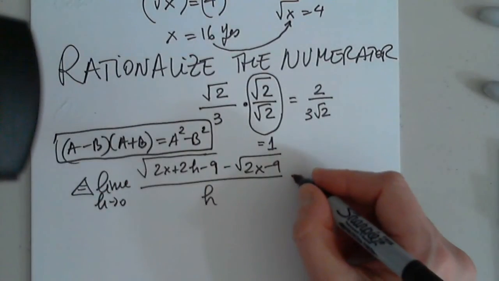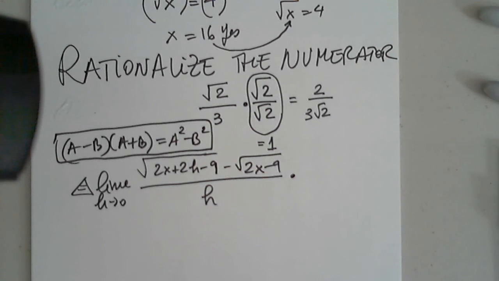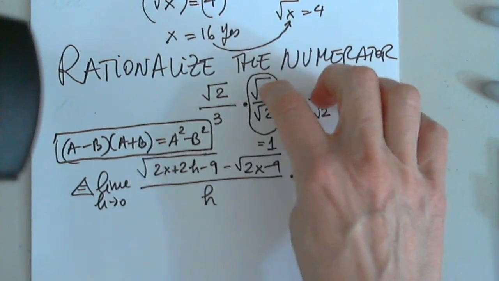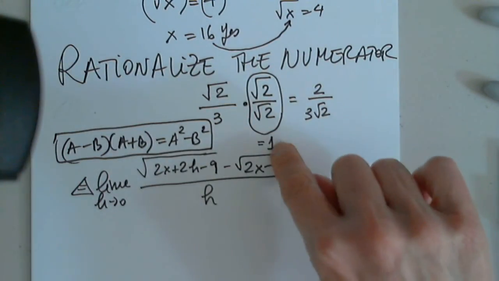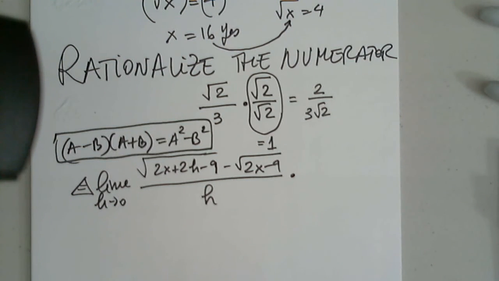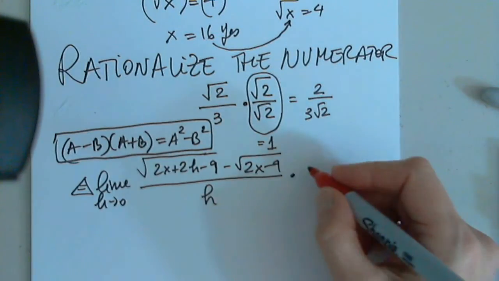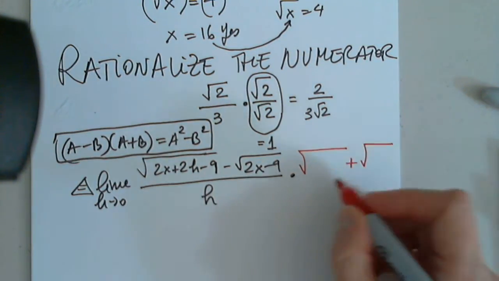So what do I multiply and divide by? Because it has to be 1. It has to be the same. The square root of 2 over the square root of 2. Whatever over whatever. It has to be the same, so it's 1. So I'm not changing the problem. So can anyone tell us what is the quantity that we need to multiply and divide by? The square root of 2x plus 2h minus 9 plus the square root of 2x minus 9? Yes, exactly.